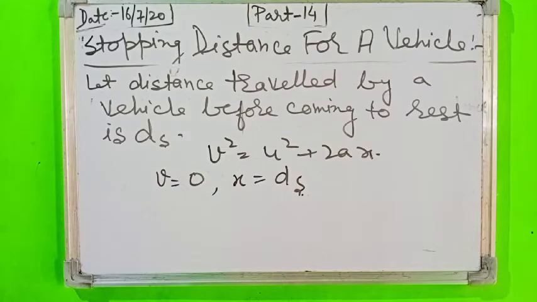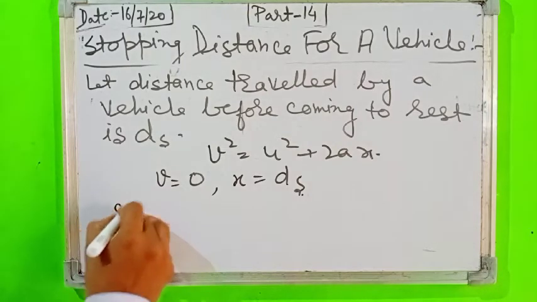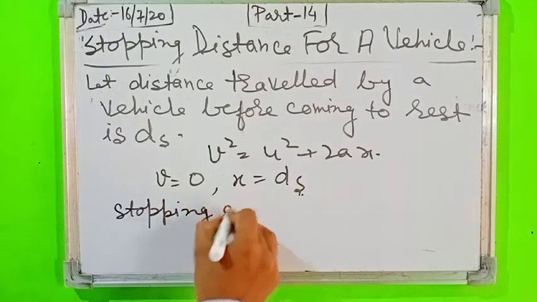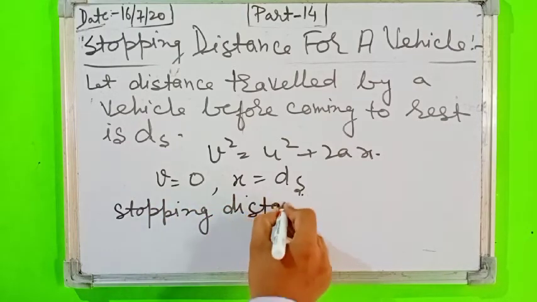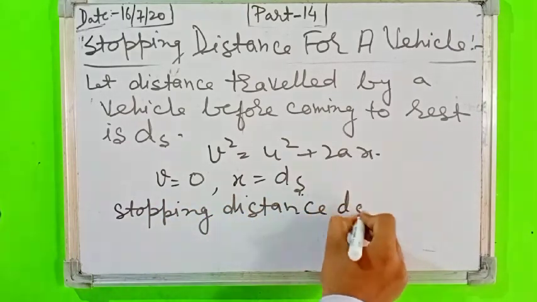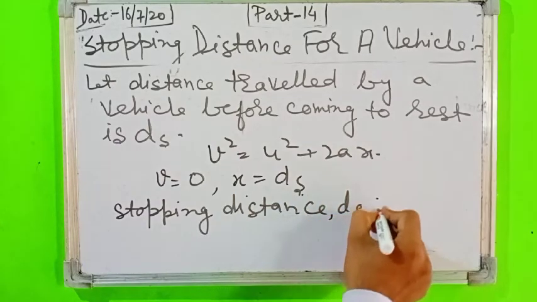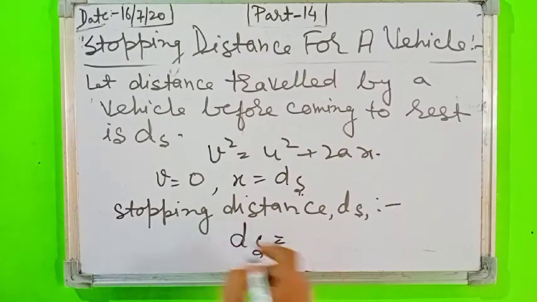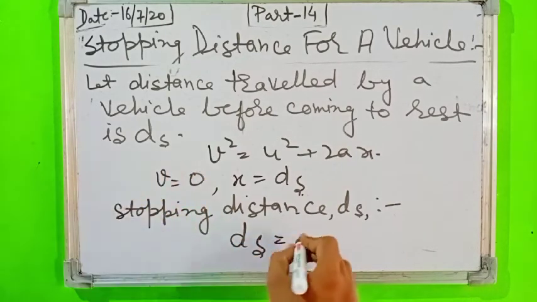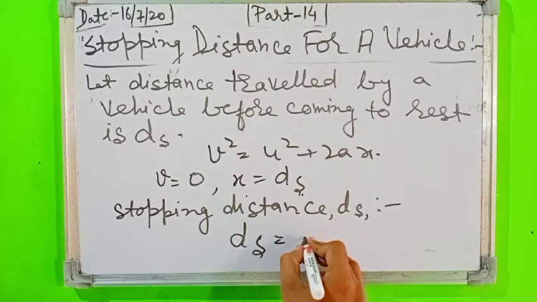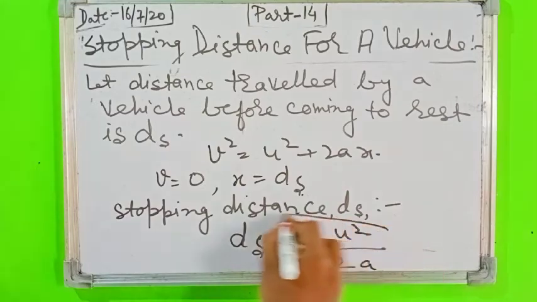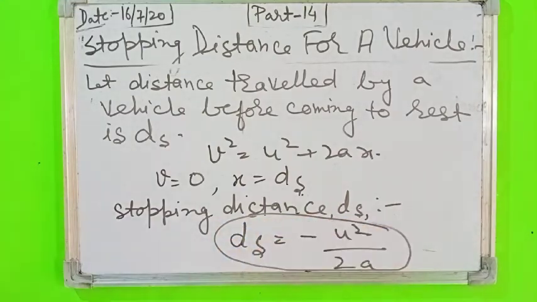So the stopping distance ds can be given as ds is equal to 0 minus u square upon 2a, so it becomes minus u square upon 2a.